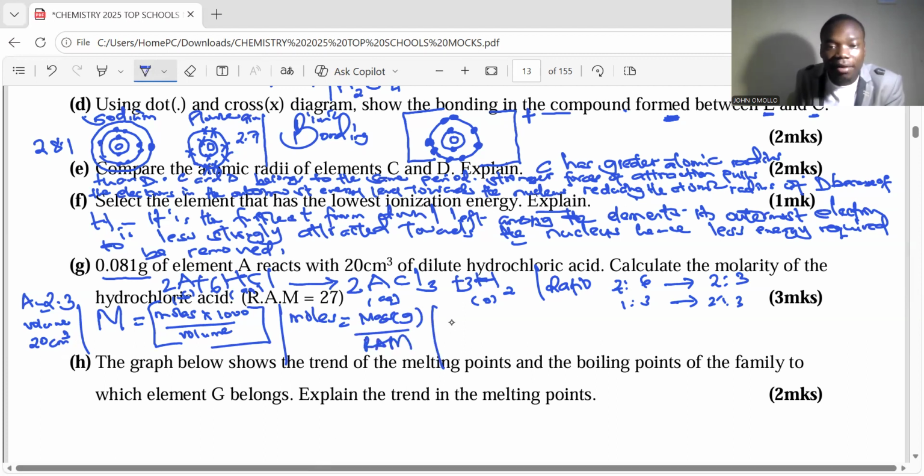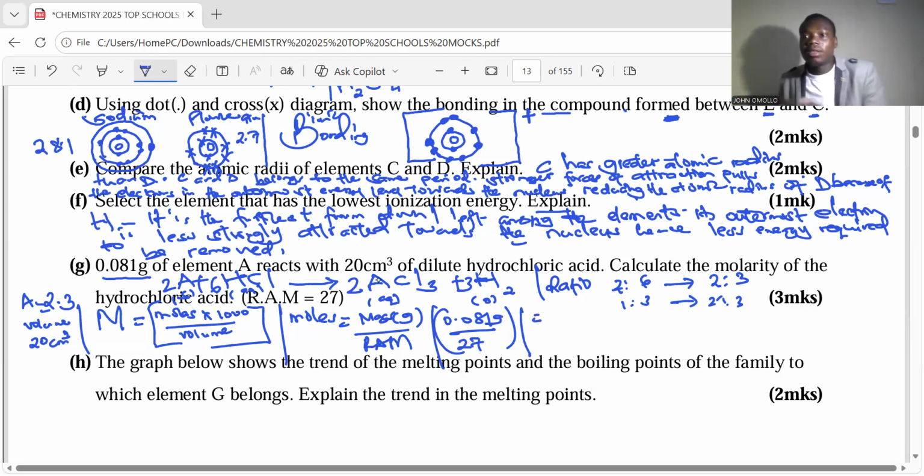Good. So what do we have? We have mass as 0.081 gram over relative atomic mass. We are given 27. What is our answer? Have your calculator with you. I have mine. Make sure it is cleared before you do anything.